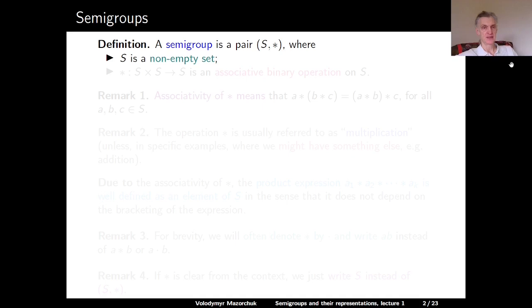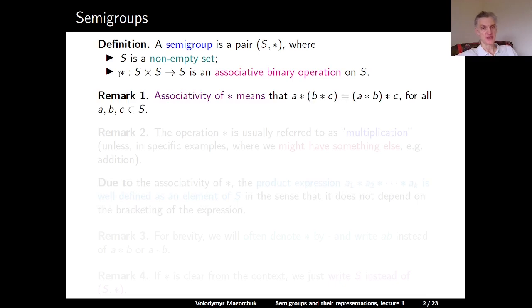Definition: a semigroup is a pair which consists of a non-empty set, let's say S, and an associative binary operation on S, which for the moment we will denote by an asterisk.